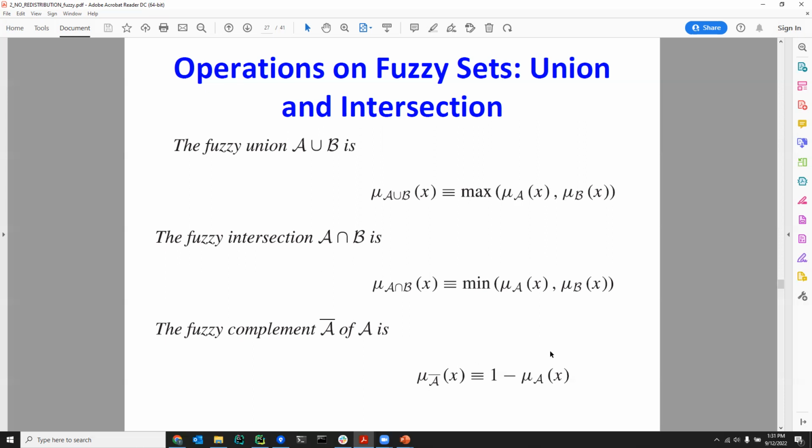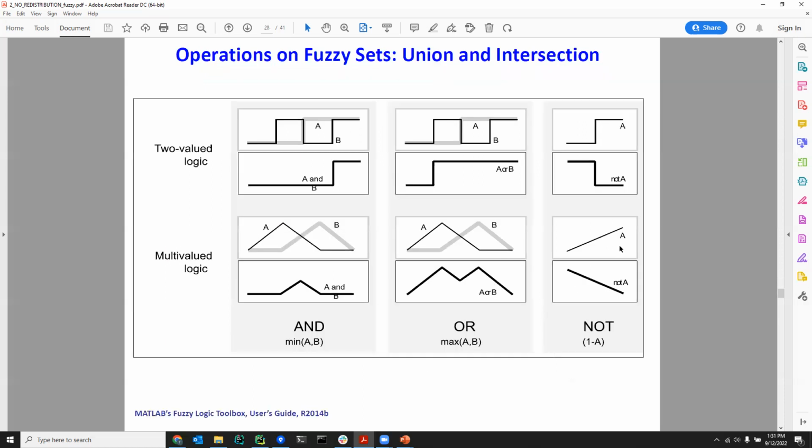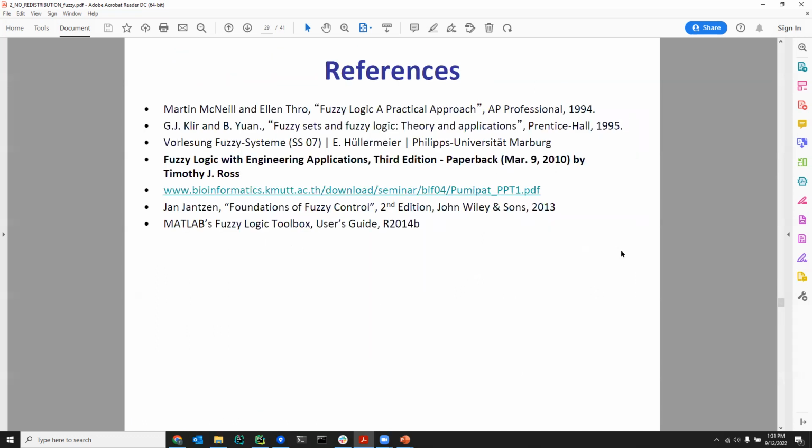This is how some of the operations on fuzzy sets relate to Boolean logical operations. This is just a visualization showing some of the same things. We're going to go ahead and skip that.